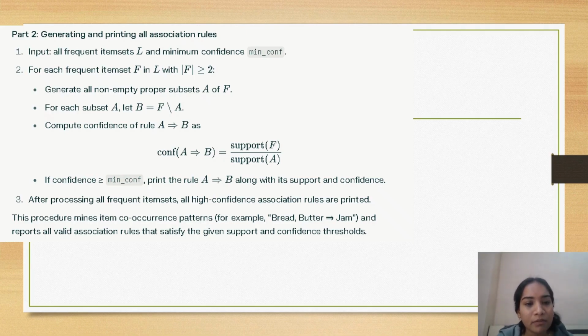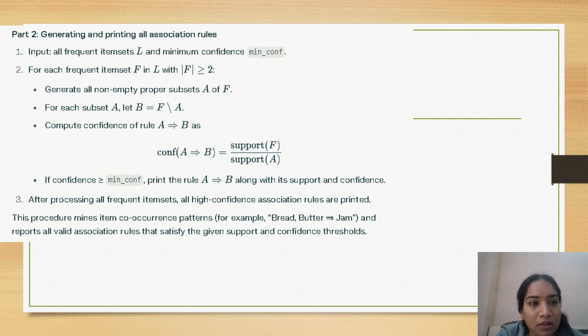Step 7 is for each frequent item set, create association rules of the form A to B and calculate confidence, which is support of A union B divided by support of A. Keep only the rules whose confidence is greater than or equal to minimum confidence, and lastly output the final set of association rules. Apriori uses the simple idea that if an item set is frequent, all of its subsets must also be frequent. This helps us efficiently generate meaningful rules.